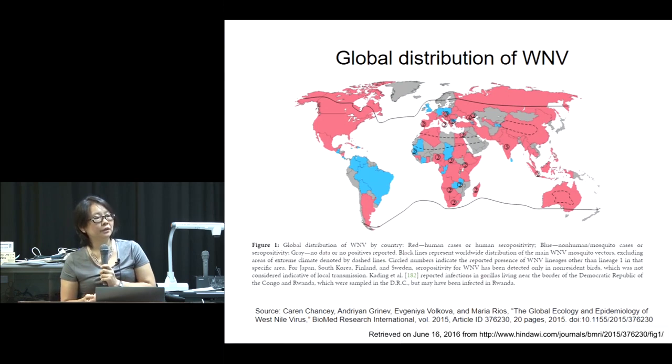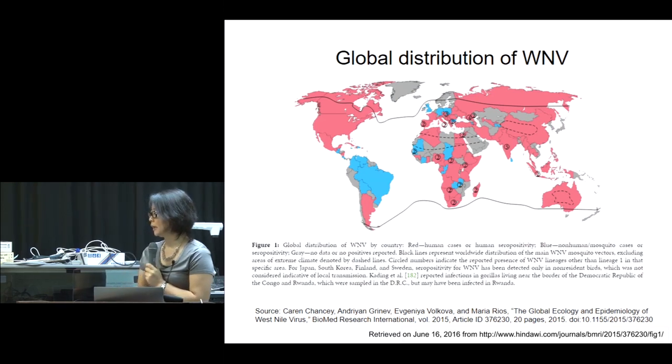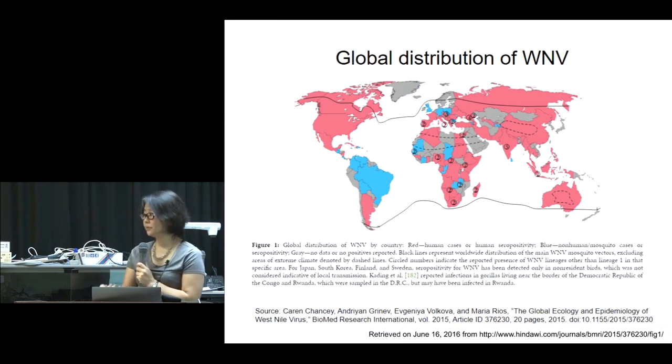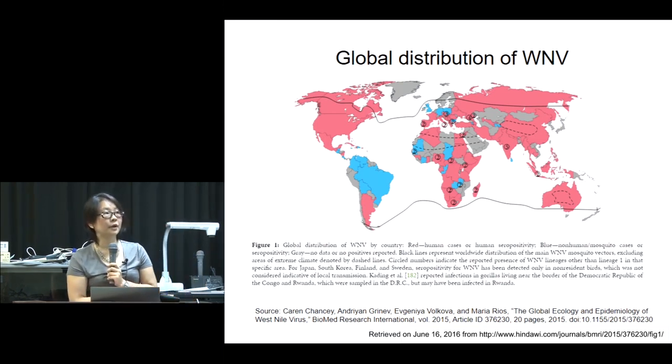If we see this figure taken from a paper also published in this journal, Biomed Research International, I don't know if you can actually read from the handout. Sorry, maybe the font is too small, so I'll read a little bit about the text here. You see three colors in this figure. The red color shows you human positive cases of West Nile virus. Okay, so these would be the red ones.